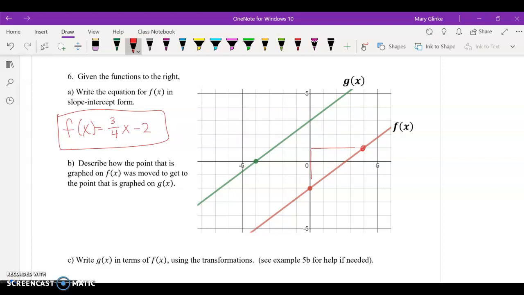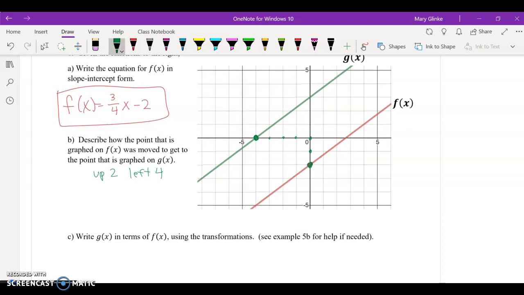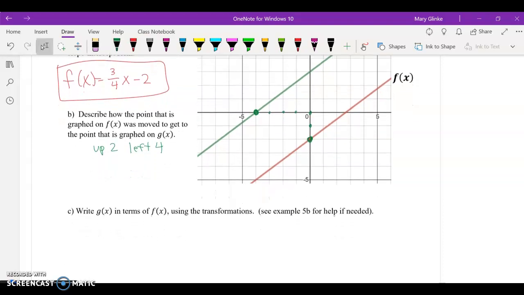Then I want to figure out how did I get from f of x to g of x. So I can take the point that is graphed here and compare it to the point that is graphed there. So what happened is I moved up 2 and then 1, 2, 3, 4 left. So we're going up 2 and left 4. So in words, that is what is happening. We want to be able to write this using our transformation.